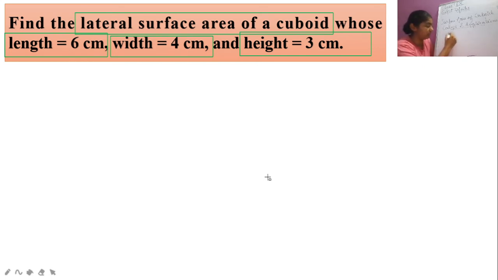We have length, which is 6 centimeter, width, which is 4 centimeter, and height, which is 3 centimeter, right? Now students, you know that the curved surface area or lateral surface area means you have to leave the top part and the bottom. So for that, we have this formula: double of height multiplied by length and width. So do it, substitute all the terms which are required.